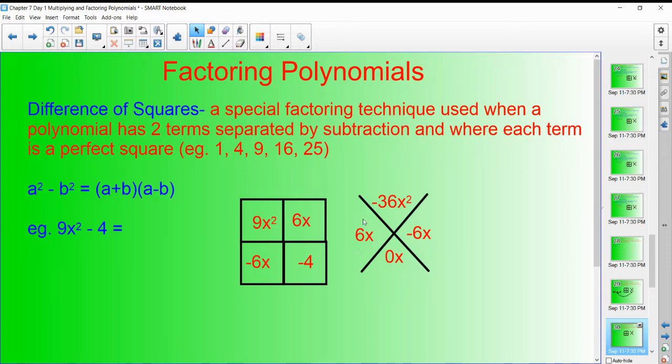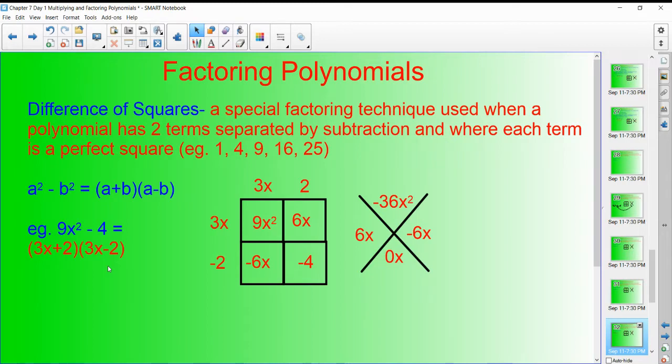So you put 6x in one box, negative 6x in another box, and you do the GCF method to find the outsides. And with that, you get 3x plus 2 and 3x minus 2. And the order is not important. I could have put the 3x minus 2 first and the 3x plus 2 second. The order of the factors is inconsequential.